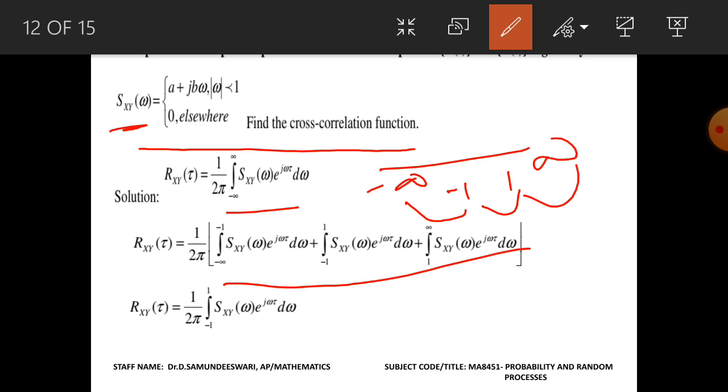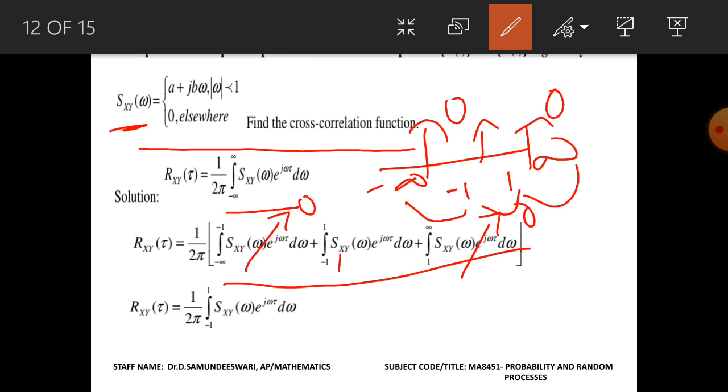Integral minus infinity to minus 1 of Sxy of omega e power j omega tau d omega, and integral minus 1 to plus 1 of Sxy of omega e power j omega tau d omega, plus 1 to infinity. In these intervals the function value is 0. There is no function in this interval because they are mentioning 0 elsewhere. They have given the function only in the interval minus 1 to plus 1. So the other integration values vanish, and we only need this one part.